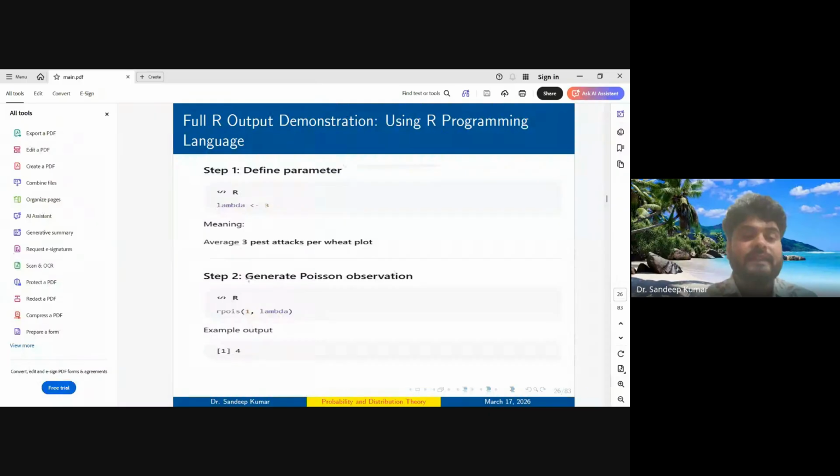Step 2, generate Poisson observations. Before, in the R environment, you saw rbinom and rbernoulli; here it is rpois. The command to generate a Poisson observation is rpois(1, lambda), where lambda is the parameter of the Poisson distribution. For example, you might receive 4.